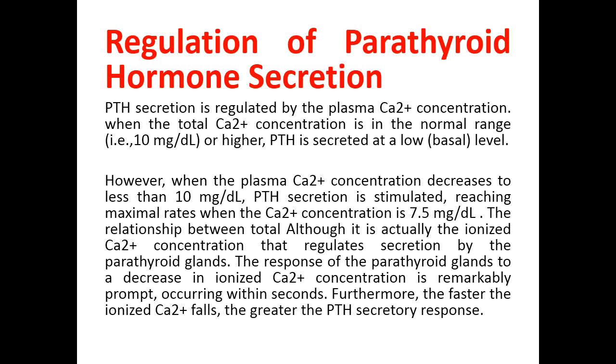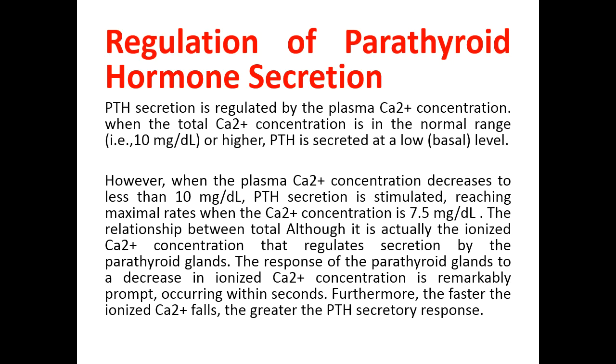How is parathyroid hormone secretion regulated? The secretion of parathyroid hormone is regulated by the level of plasma calcium. When the total calcium concentration is in the normal range, which means 10 mg per deciliter of plasma calcium or higher, parathyroid hormone secretion is low.